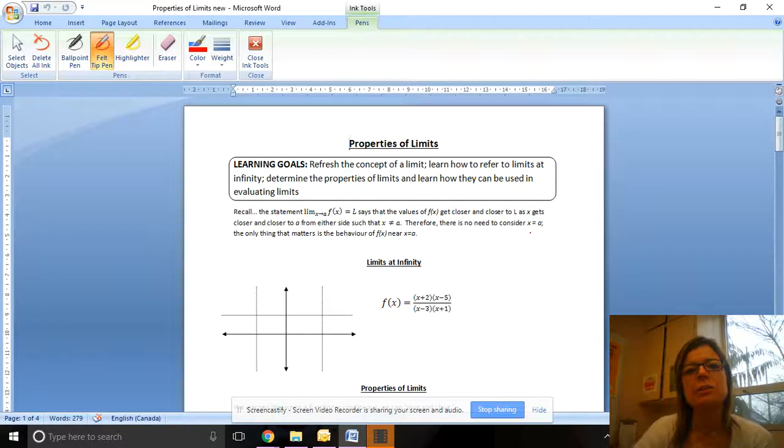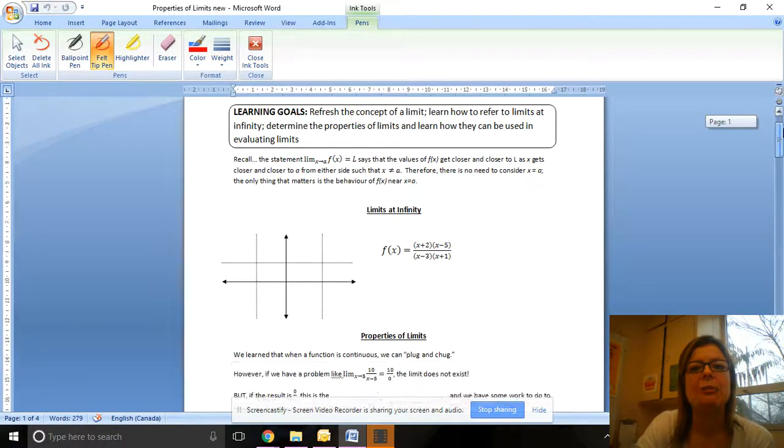So I've broken this lesson into two videos. The first will be just going through the properties, and the second will be the examples.